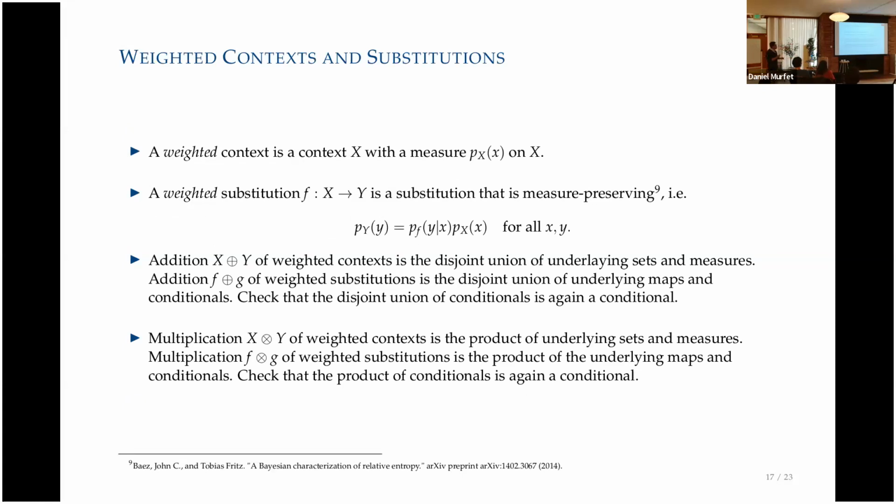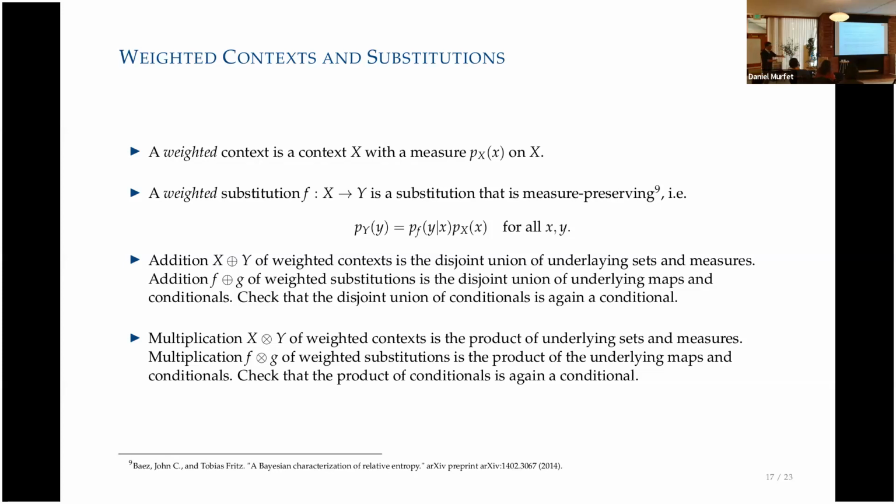So that was contexts and substitutions. Now I want to talk about weighted contexts and weighted substitutions. The only thing I'm adding is that for each of those finite sets, I'm going to add a measure. A weighted context is a context with a measure. A weighted substitution is a substitution that's measure preserving. So if you take the conditionals and multiply them by the measure on X, you get a measure on Y. Now I just throw measures into the mix.